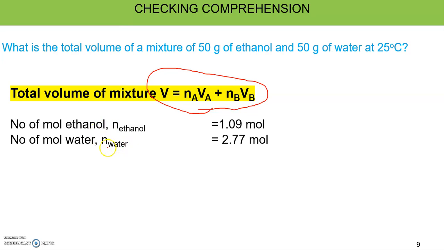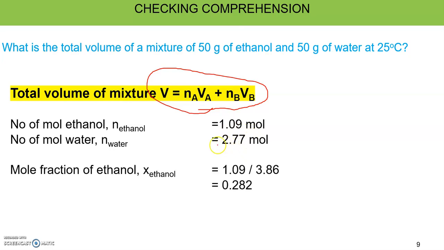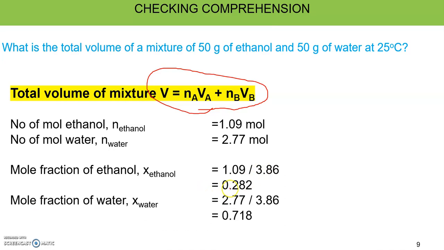To find the moles of ethanol, we take the mass divided by the molar mass. So we will have 1.09 mole for ethanol and also 2.77 mole for water. And then we need to find the mole fraction of each component in our system. For ethanol, we have 1.09. The total moles of the system is 1.09 plus 2.77, that's why we have 3.86. So the mole fraction of ethanol is 0.282.